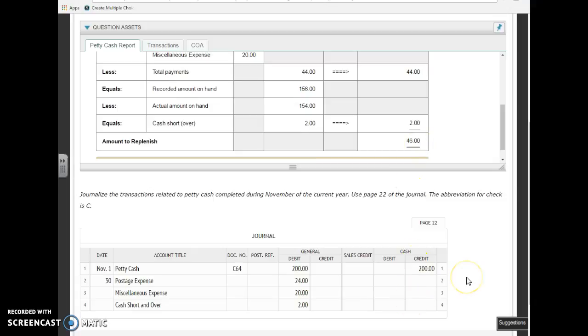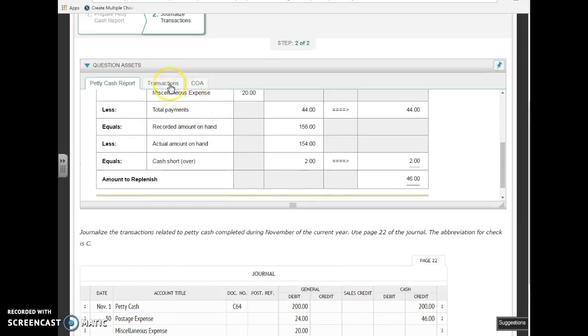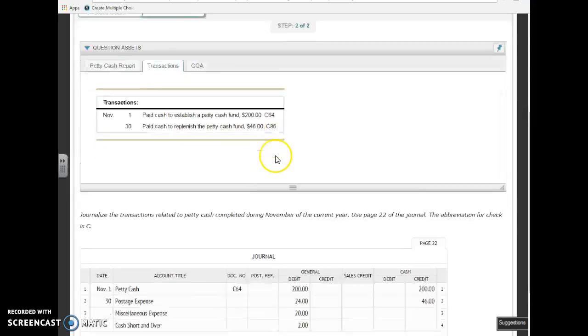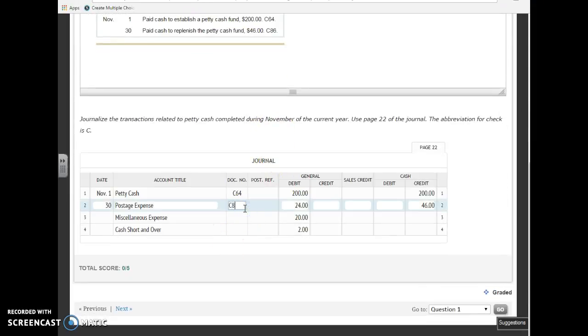Now, I need to figure out what I'm going to credit. Again, I'll be using cash to replenish my petty cash fund, so that's taking away from my cash. The cash that I need to pay, I already established in my petty cash report, and I've also established it here, that I need $46 to replenish. Now the last thing I need to fill in is my source document. They tell me I wrote check 86 to do this. C86. And please go ahead and do the one on your own.